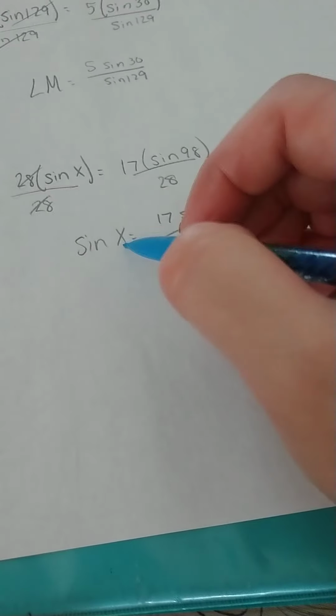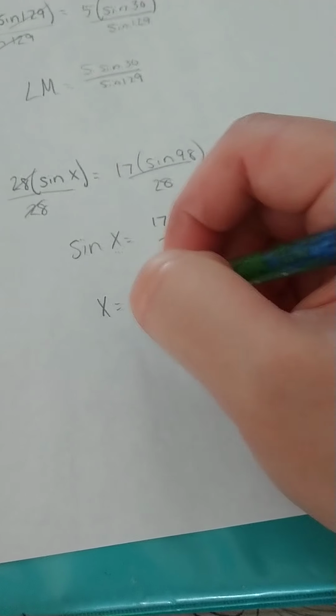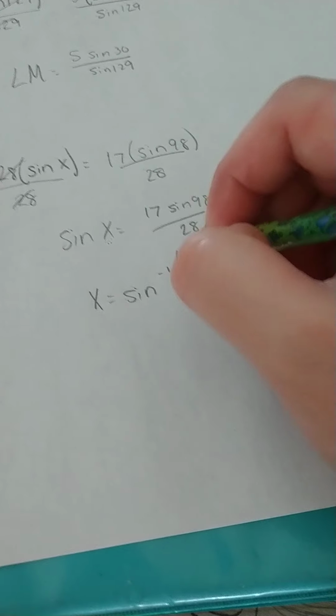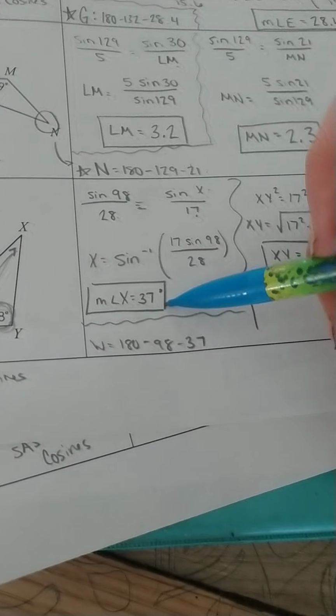You get the sine of X equals 17 times the sine of 98 divided by 28. If you're looking for an angle, and we are, remember you have to use the inverse trig function. So inverse sine of 17 times the sine of 98 divided by 28. And that is where this lovely pretty 37 came from.